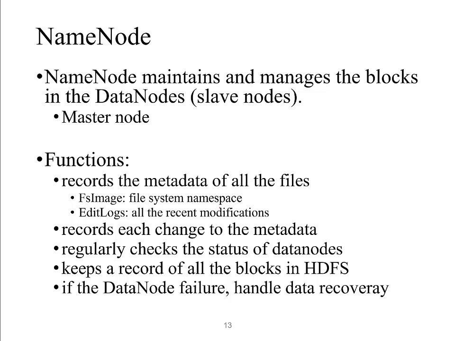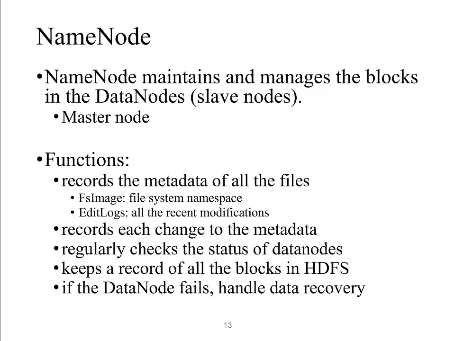It keeps a record of all the blocks in HDFS. For example, where the block is located, which file the block belongs to, such kind of information. Okay, and if a data node fails, the name node should handle the data recovery. For example, the name node would choose new data nodes for the new replicas and balance the disk usage and manage the communication traffic to the data nodes during this whole data recovery process.